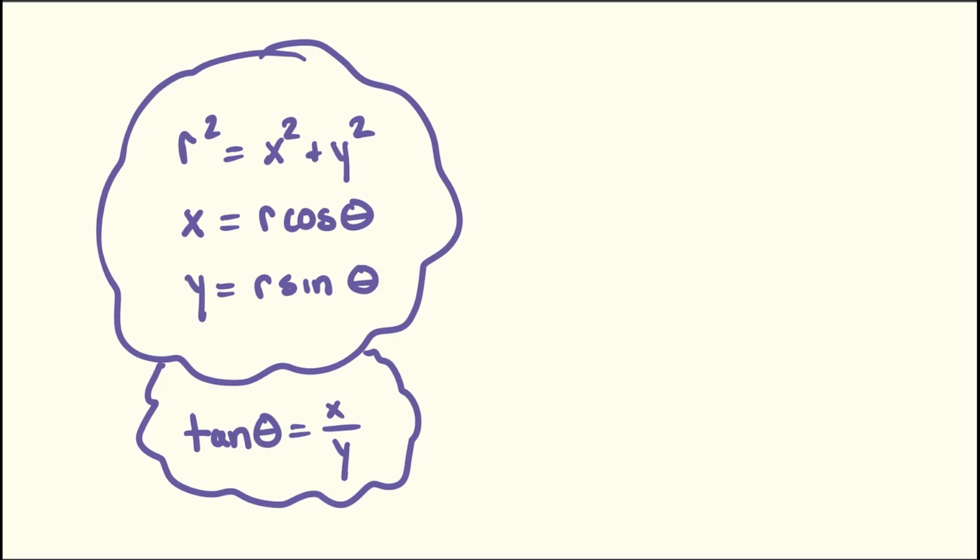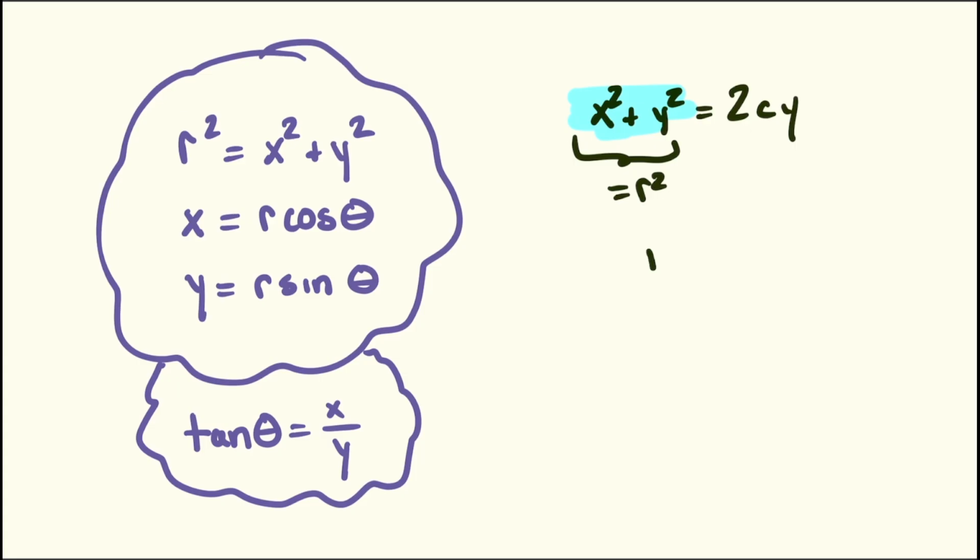So let's start off with our equation. We have x squared plus y squared is equal to 2cy. As you notice, we have that x squared plus y squared right here. We also have an x squared plus y squared in one of our equations, so we are going to do a substitution there, and we're going to replace that with r squared. So now we have r squared is equal to 2 times c times y, so we are very close.